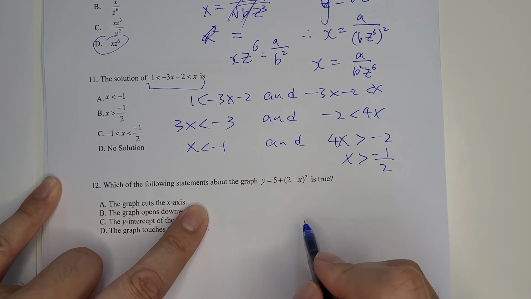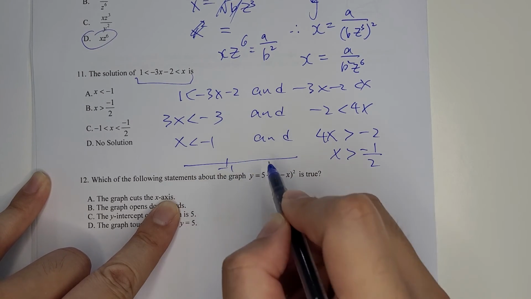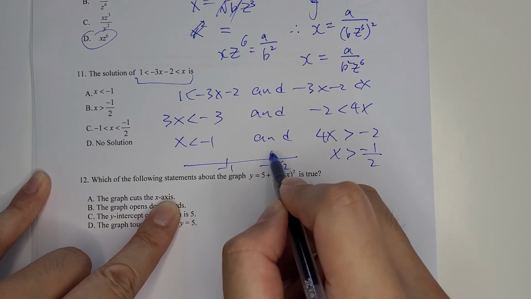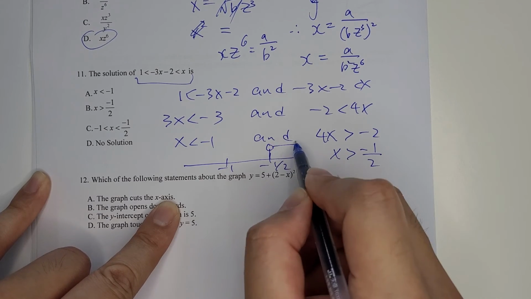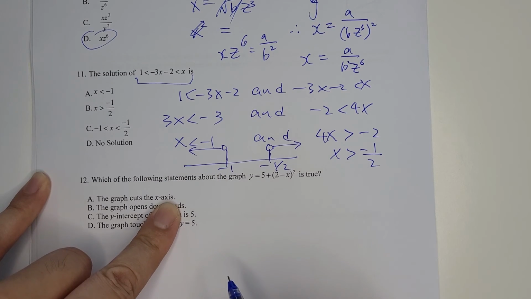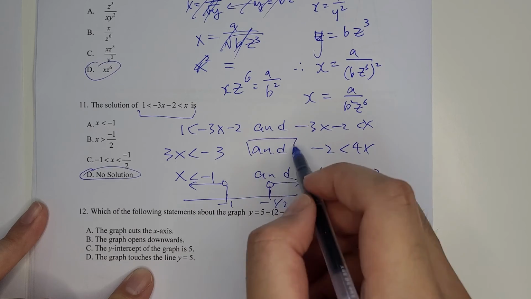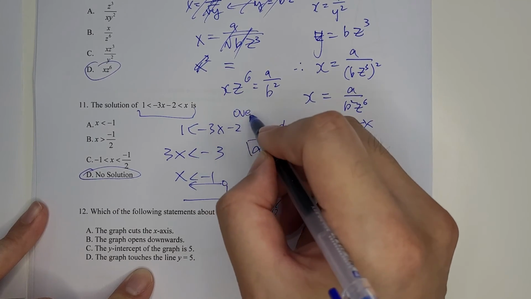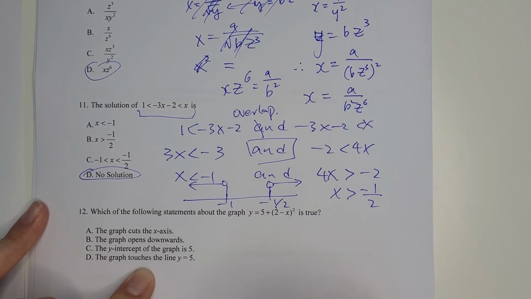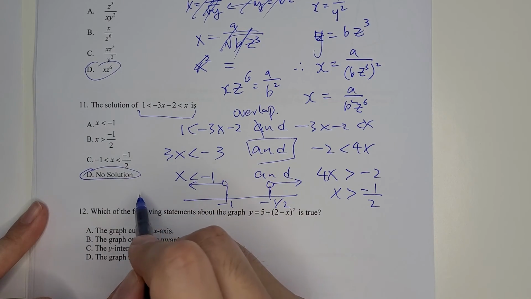So try to draw the graph. Negative 1 actually is less than negative 1/2. You want a number greater than negative 1/2 and at the same time less than negative 1. There's no solution, because "and" means take the overlap region. There's no overlap for these two solutions. So the answer is D, no solution.